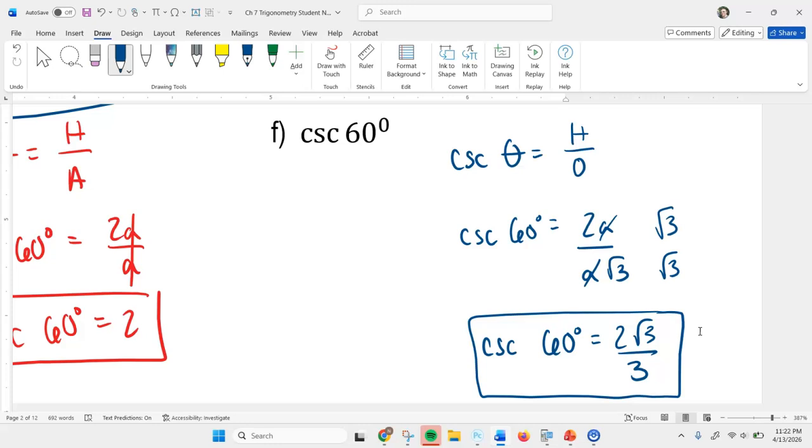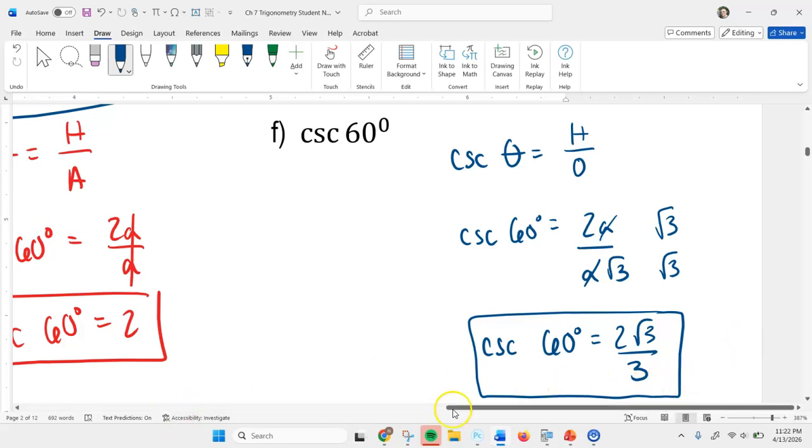But we never want to leave a square root in the denominator. So remember what we did on letter A. We had to rationalize the denominator, so we have to rationalize the denominator here as well. We do that by multiplying by what is in the square root that's in the denominator. So we multiply the top and bottom by square root of 3. So you end up with 2 root 3 in the numerator, and square root of 3 times square root of 3 would just be 3. So that would be your answer for letter F.